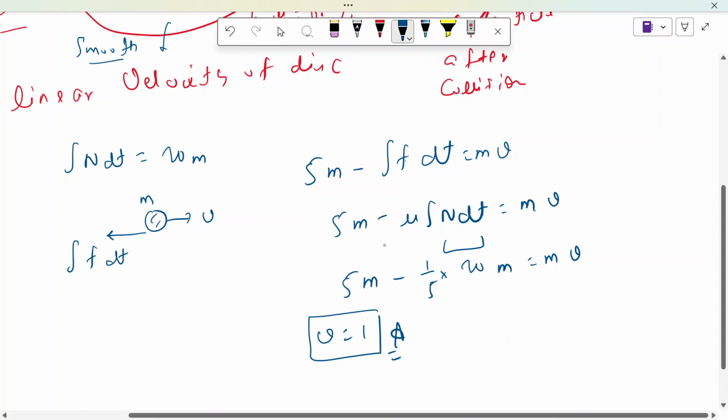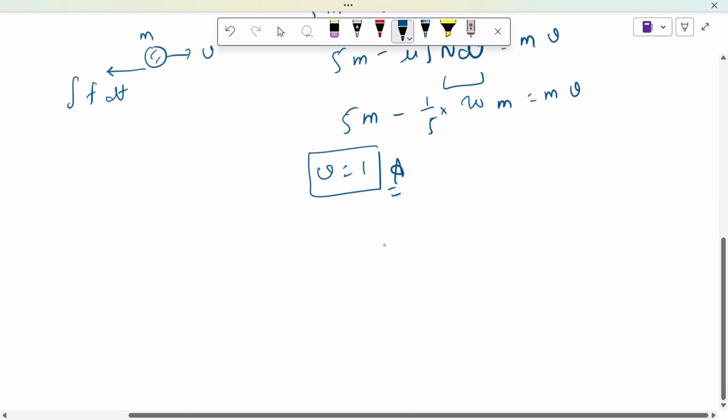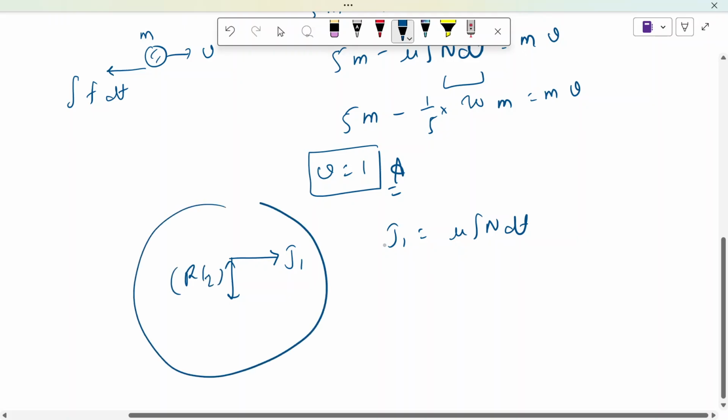So we have to calculate the angular velocity of the disk as well. What we know is the impulse which is acting in the horizontal direction, that is J1. J1 is given by mu into the integration of N dt, and it is located at a distance of r by 2. So what we can write is it has a linear velocity of v, which we have calculated as 1 meter per second.